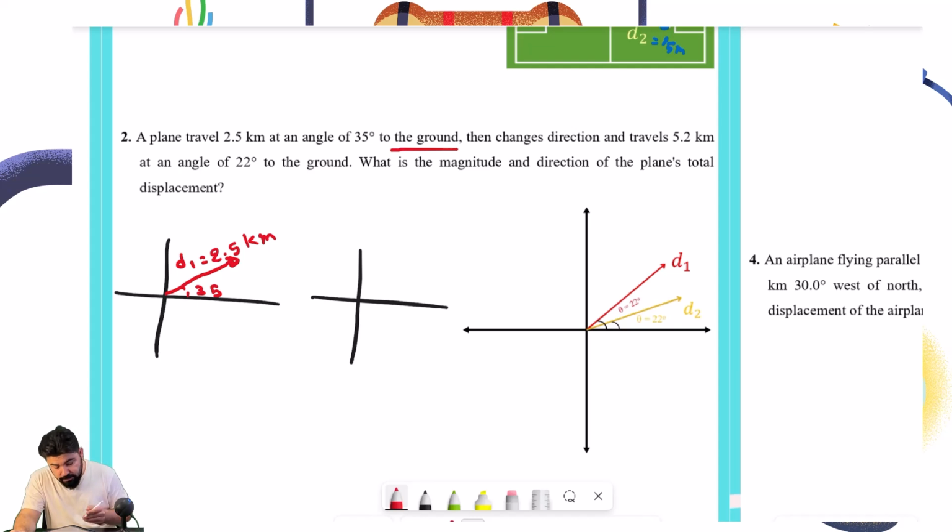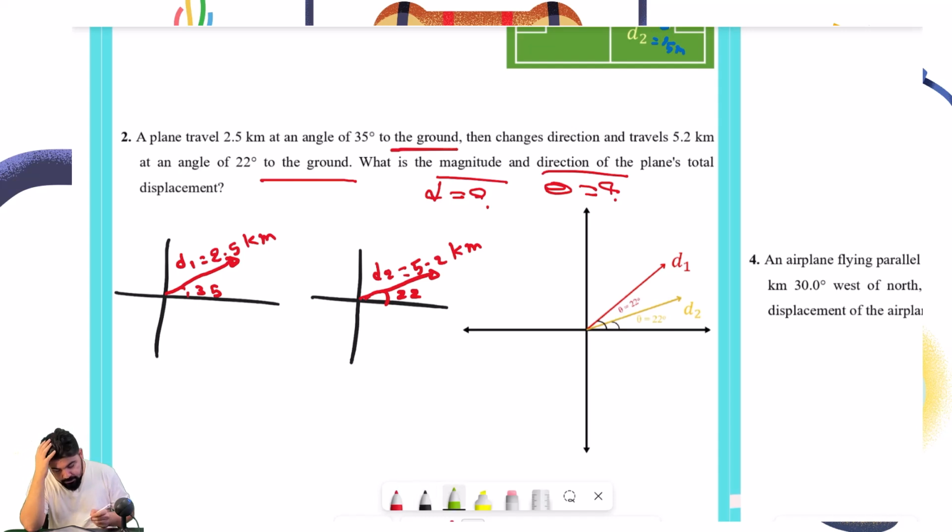Then it changes direction and travels 5.2 kilometers at an angle of 22 to the ground. This time it changes direction, so this is going to be my second vector, but this time the angle is equal to 22, and d2 is equal to 5.2 kilometers. Now why did I put it with the x-axis? Because again it says to the ground. Now what is the magnitude, so d is equal to what? And the direction theta is equal to what?